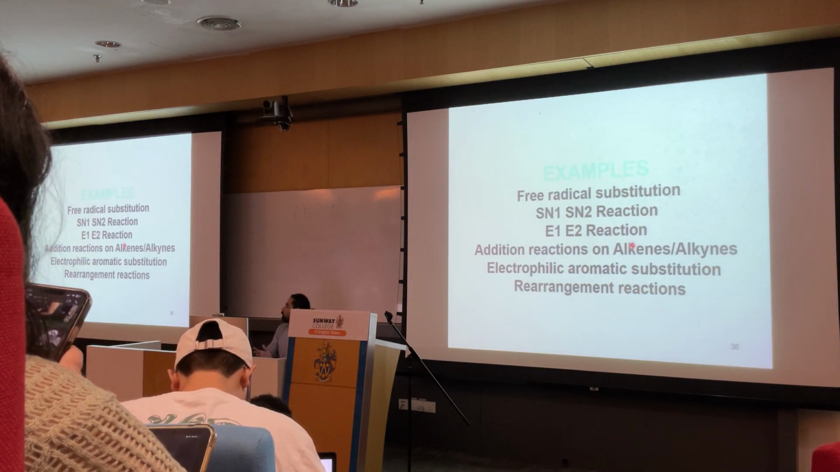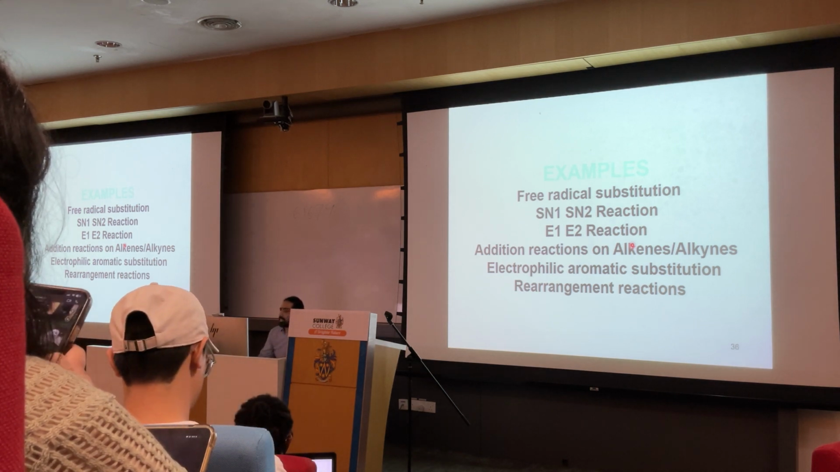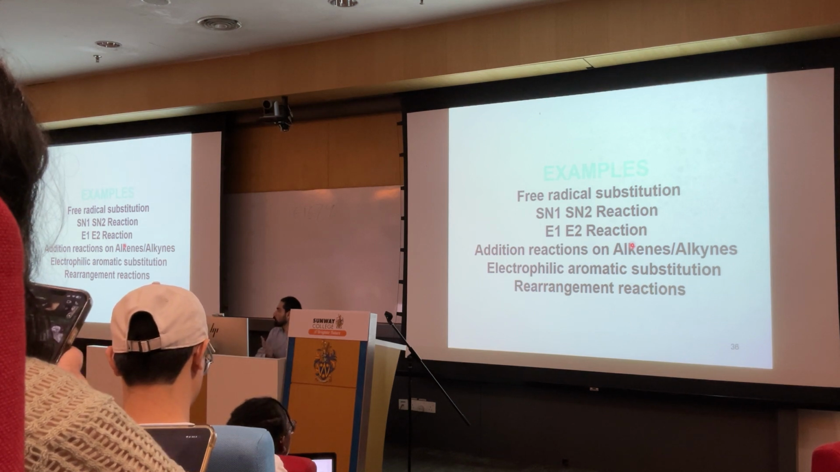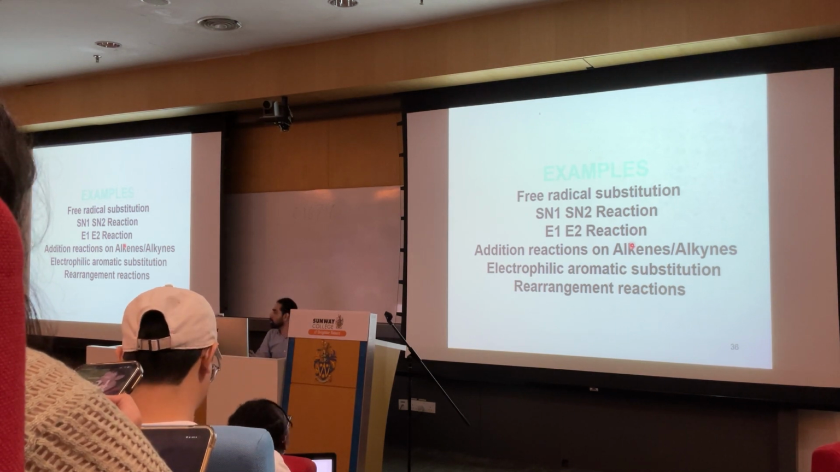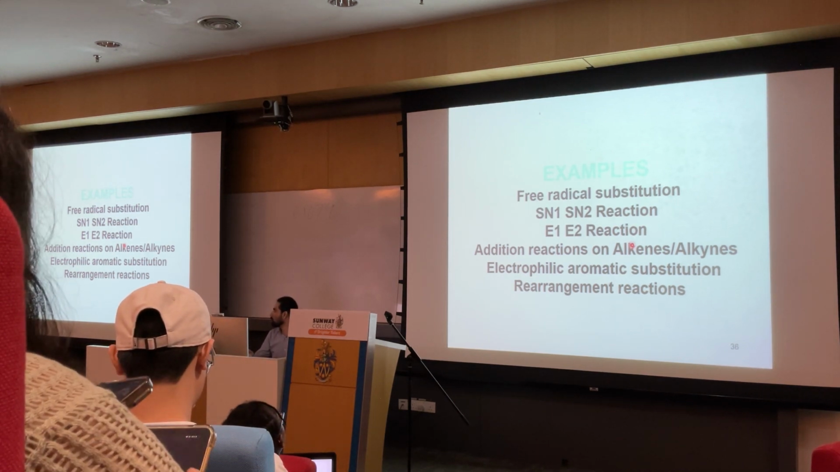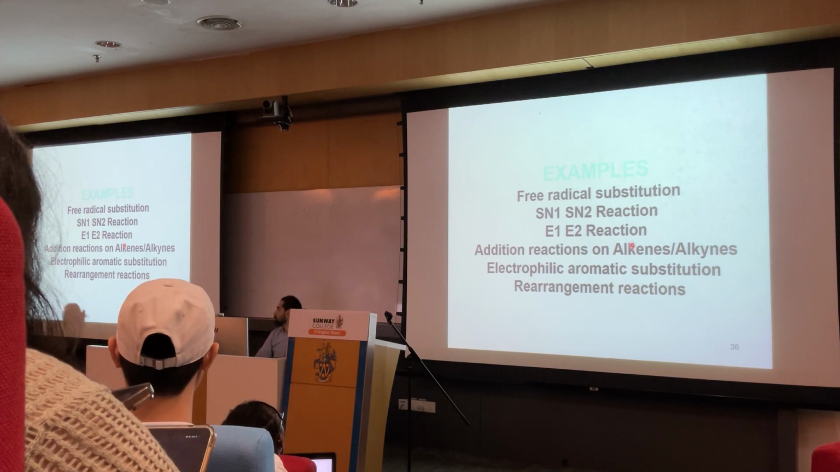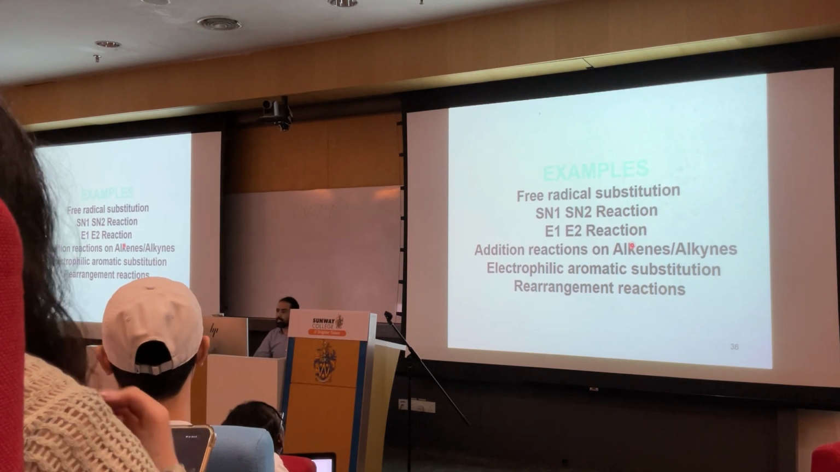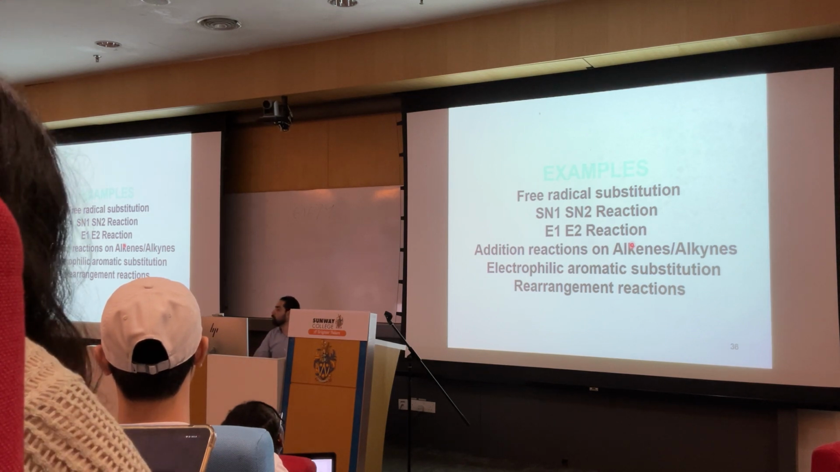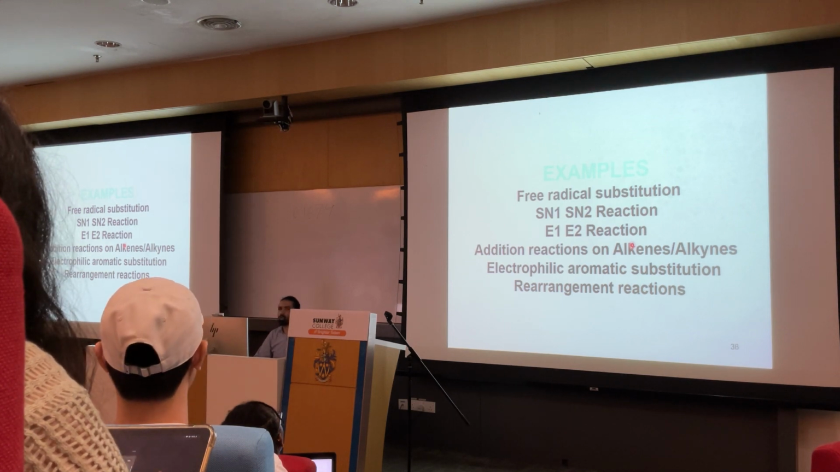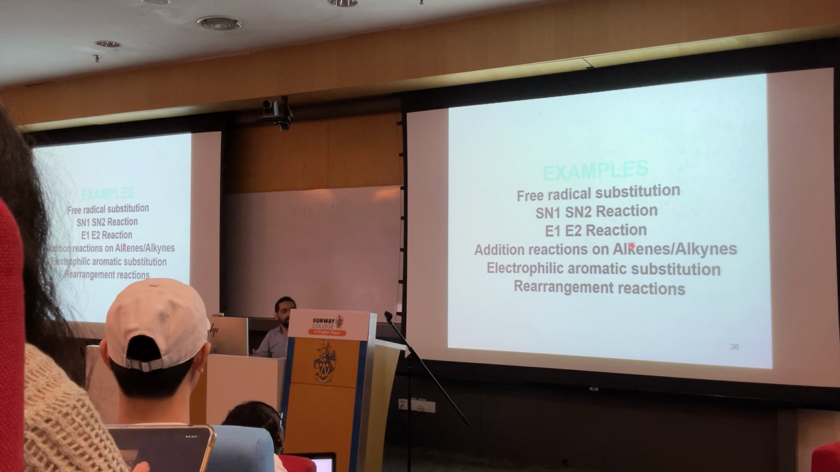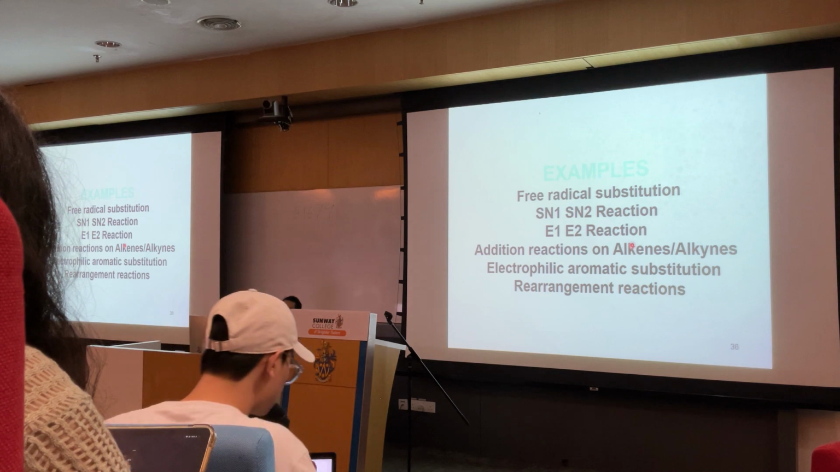So the examples of all the types of reaction, the one which we have seen so far, are SN1 and SN2 reaction, which are nucleophilic substitution reaction 1, nucleophilic substitution reaction 2. E1 and E2 mechanism, meaning elimination reaction 1, elimination reaction 2. We have also seen that. Addition reaction on alkenes and alkynes. We have seen bromination of alkene. We have seen hydrohalogenation of alkene. Similarly, we have seen bromination of alkyne, hydrohalogenation of alkyne, right?